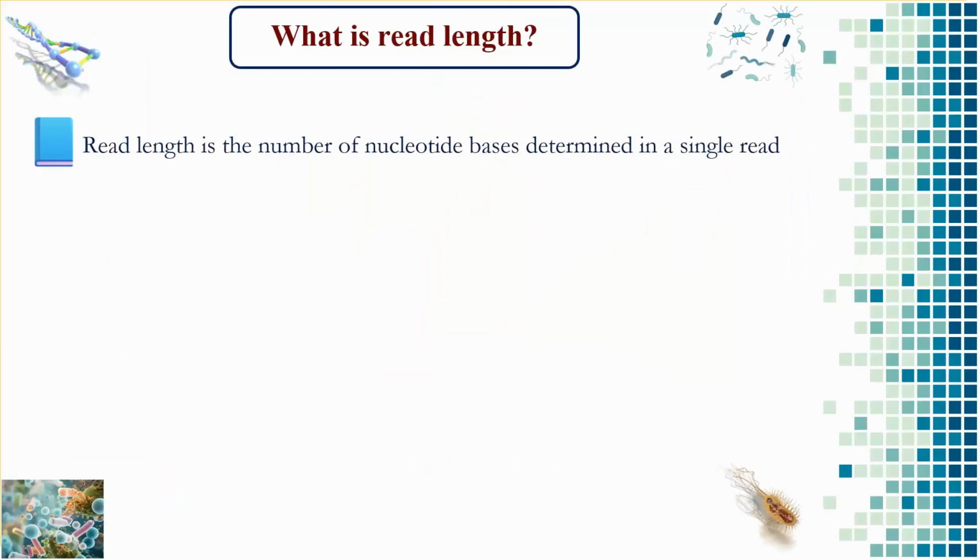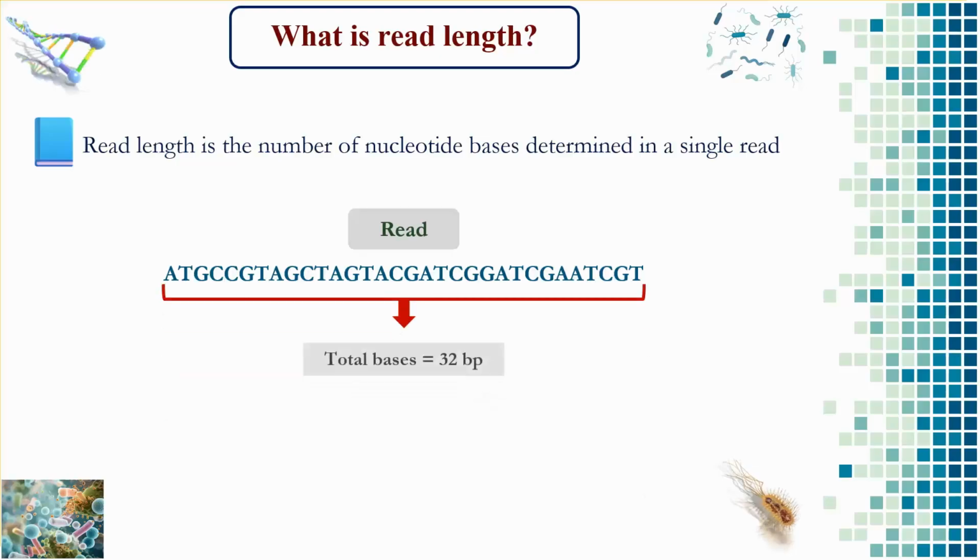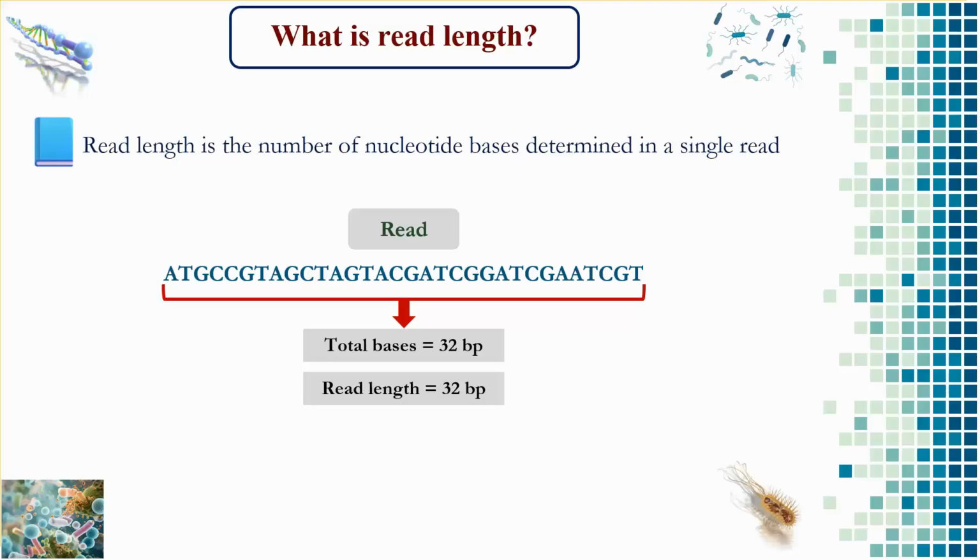Now, what is read length? Read length is the number of nucleotide bases determined or sequenced in a single read. Simply, read length refers to the number of bases in a read. If we take the same read as before, let's count the bases. There are a total of 32 bases. So the read length is 32 base pairs.